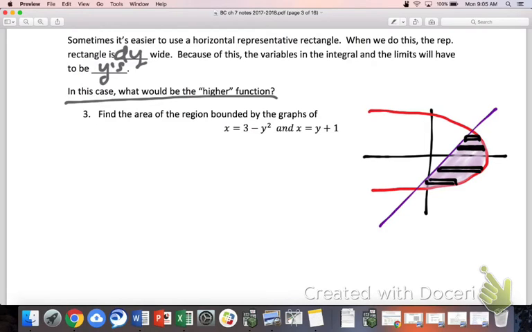So if you would, answer that question, and then I'll let you guys try it. It says, in cases like this, what would be the higher function? Like which one would come first in your integrand? 3 minus y squared. Because it's on the right. Yeah, so the right side would be like your high side. Left side would be your low side. Okay, so give it a shot. So I'll try that.